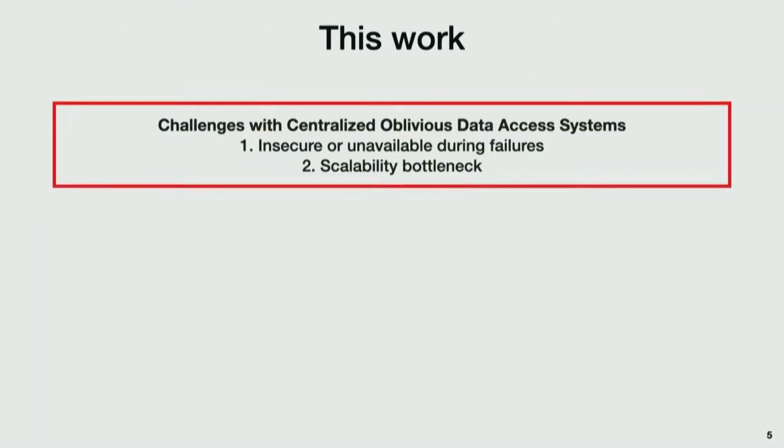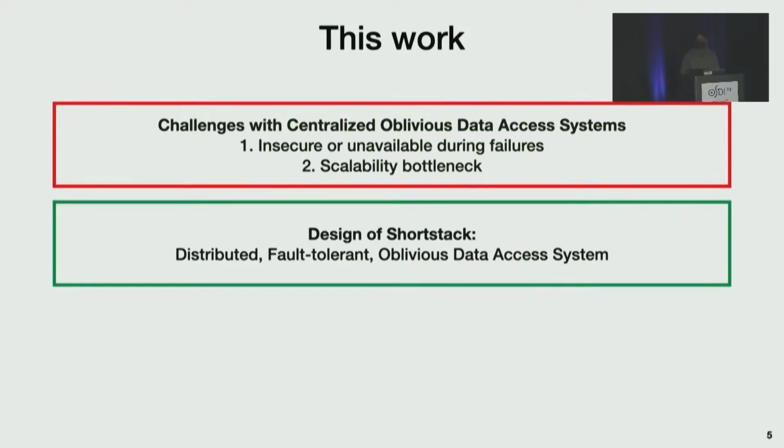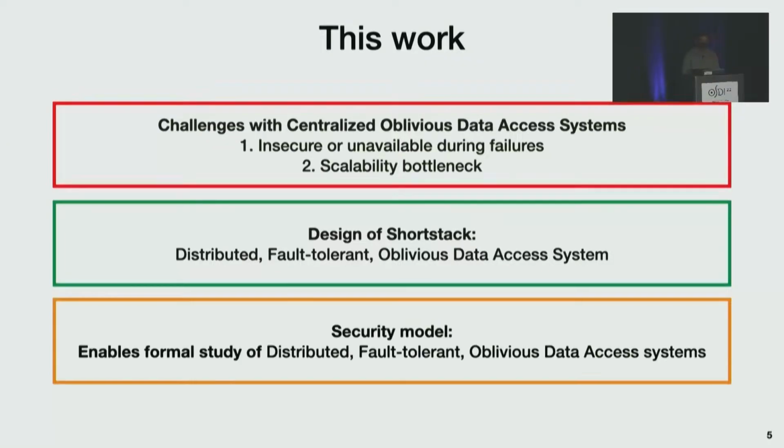In this work, I'm going to first describe what the challenges are with the centralized stateful proxy. Specifically, it is either insecure or leads to large downtimes, and second, it has scalability bottlenecks. Next, I'm going to walk you through the design of SHORTSTACK, which is a distributed, fault-tolerant, oblivious data access system. Finally, I'll briefly touch upon our security model, which enables formal study of these systems, such as SHORTSTACK.